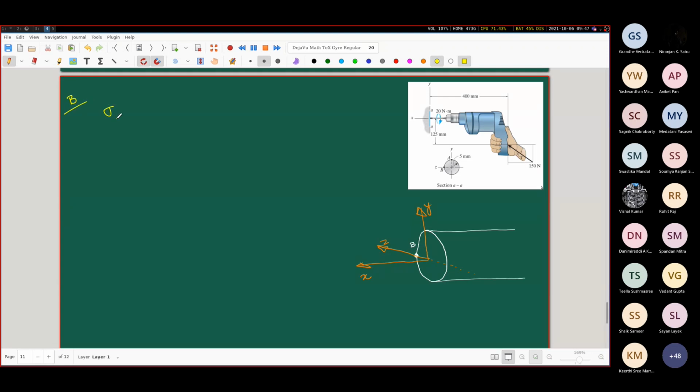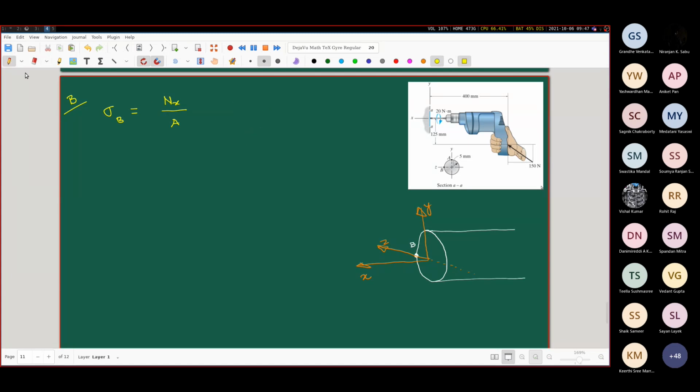First of all, sigma B. Tell me. Sir, only due to nx by A. Only due to nx by A. Why not due to mz? Or it's 0. Yes. So you can try to think of mz y by iz for the point B, but the distance of the point B from the z axis denoted by this y, that is 0. Okay, so this thing doesn't contribute.